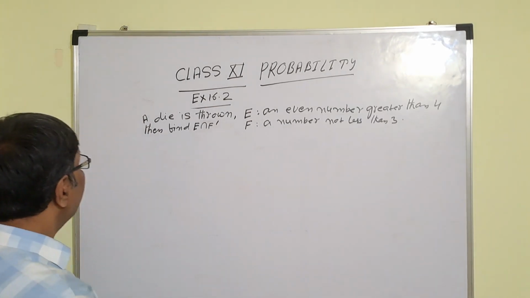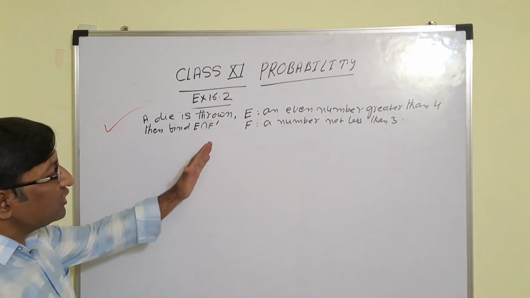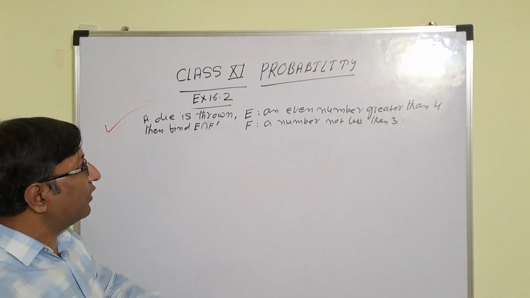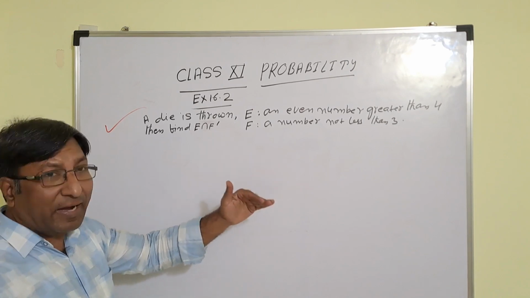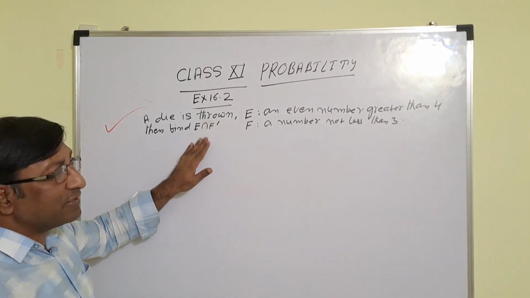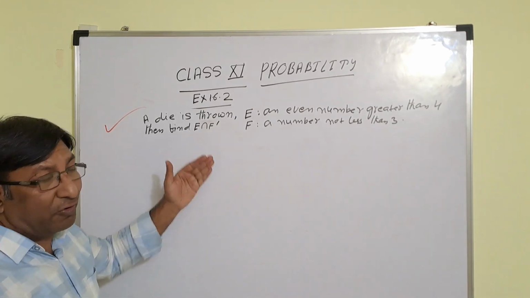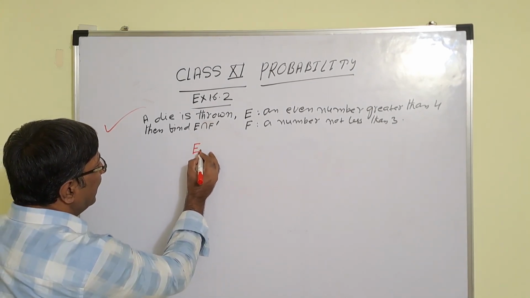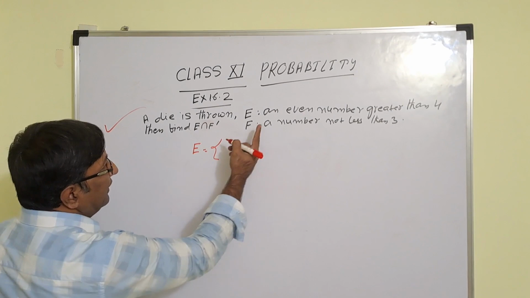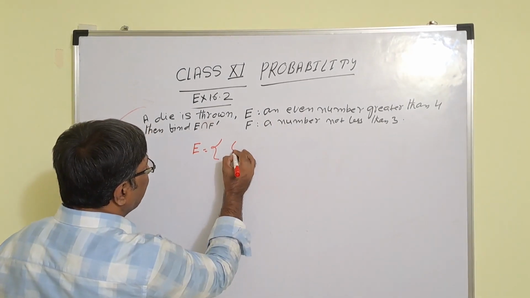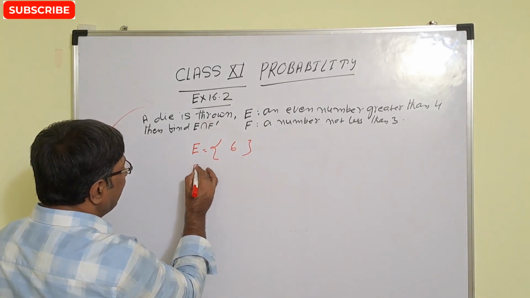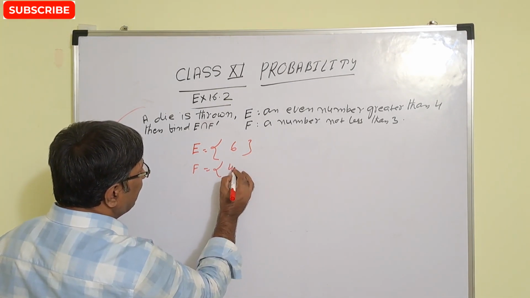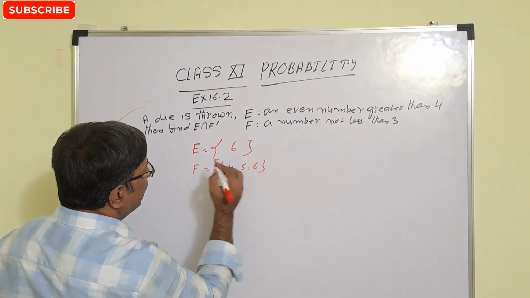See the question. A die is thrown where event E is an even number greater than 4 and event F is a number not less than 3. Then find E intersection F dash, that is F not. For this type of question, first you find the members of event E. So an even number greater than 4, that is only 6. And F is a number not less than 3. So that is 4, 5 and 6.